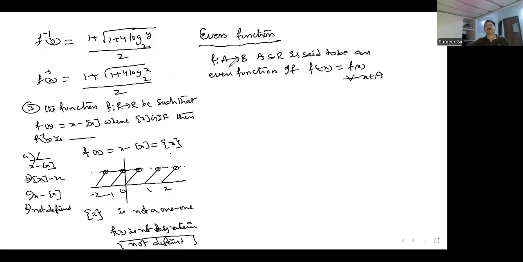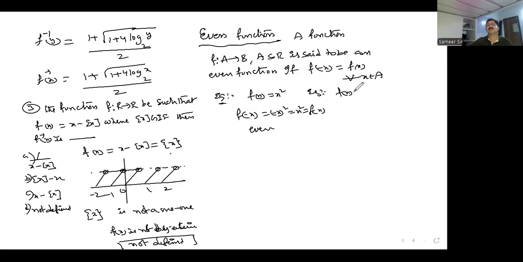What is an even function? A function f: A to B, where A is a subset of R, is said to be an even function if f of minus x is equal to f of x. Simple examples, guys. Suppose f of x is equal to x square. Is it an even function? You write f of minus x, whole square, and you get x square. That means f of x. So therefore it is even.